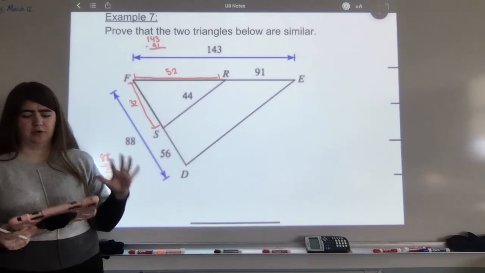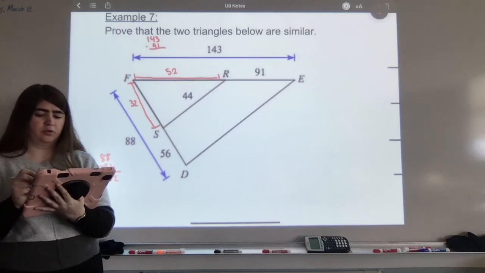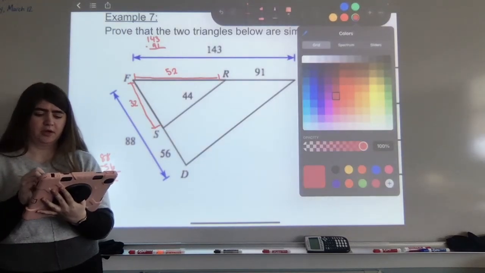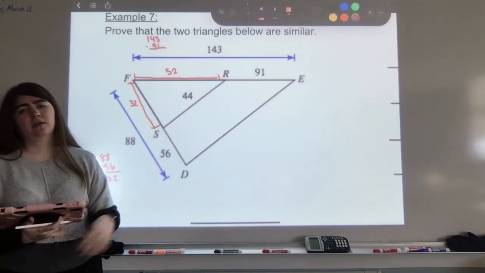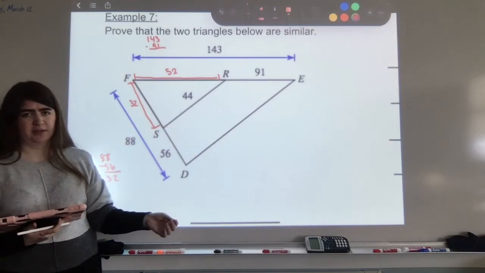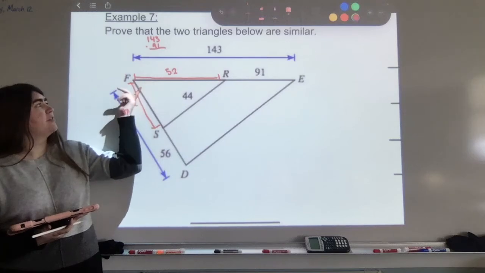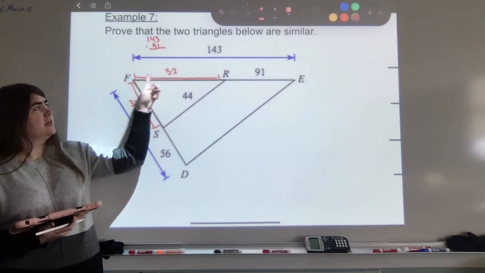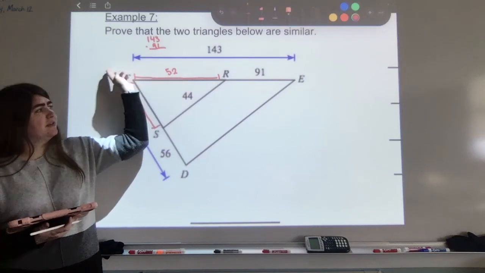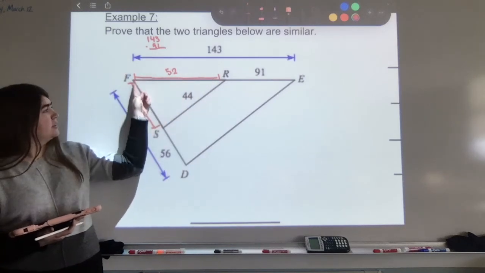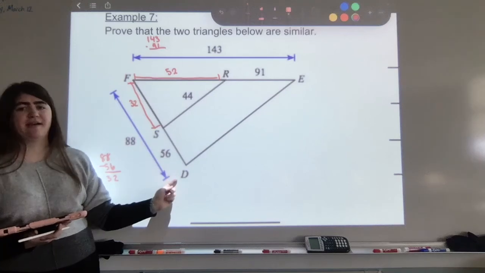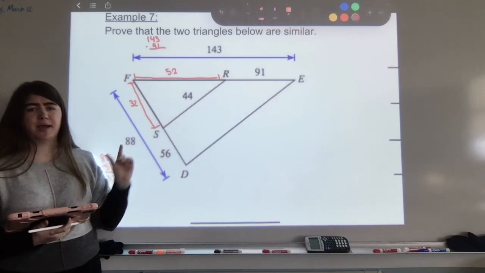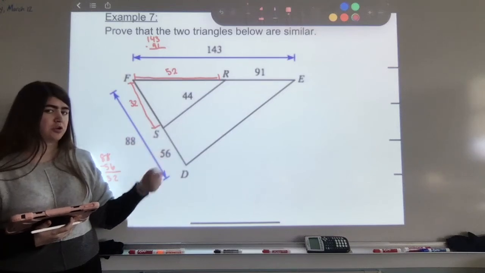I have those now. Now I need to go through and prove my triangles are similar. I can do that using side angle side on this one. I know that F is in both triangles, that's reflexive, so I have that angle for both pieces. And then I have FR in the full length of FE, and I have FS in the full length of FD. So I'm going to start with checking to see that my side lengths are actually proportional.